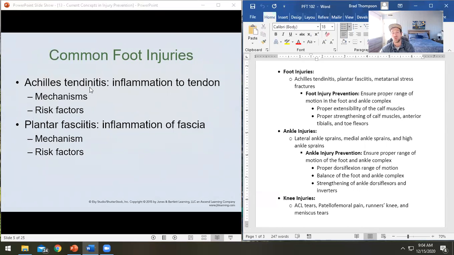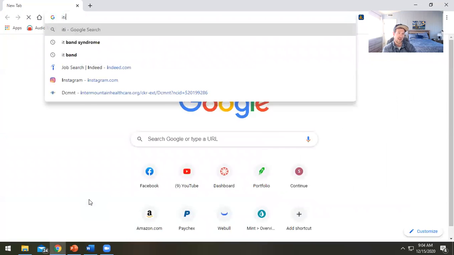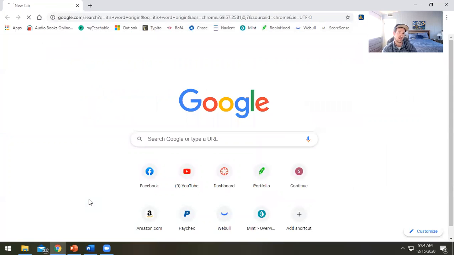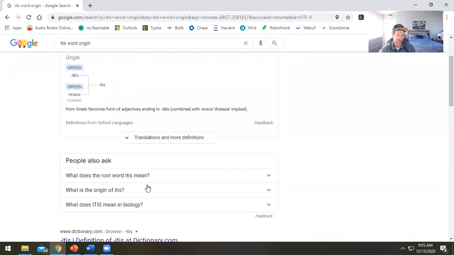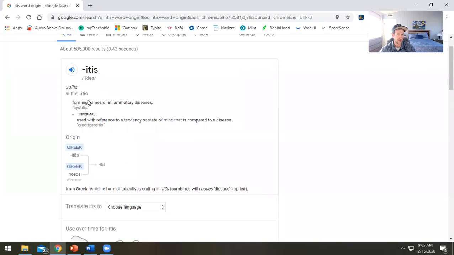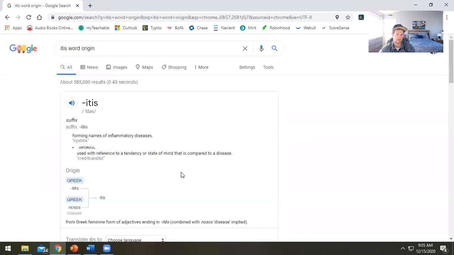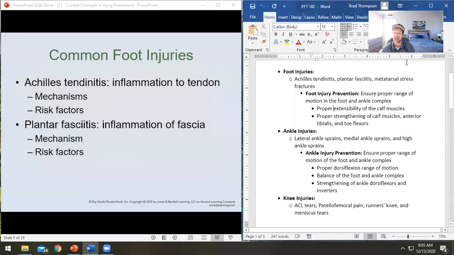Achilles tendonitis. Whenever you see the word itis, I want you guys to think inflammation. That's what it means. Actually, I'm pretty sure that's exactly what it means. Itis, word origin. What's the etymology? There we go. Forming the name of inflammatory diseases. Anyway, itis is going to be associated with any inflammatory disease.